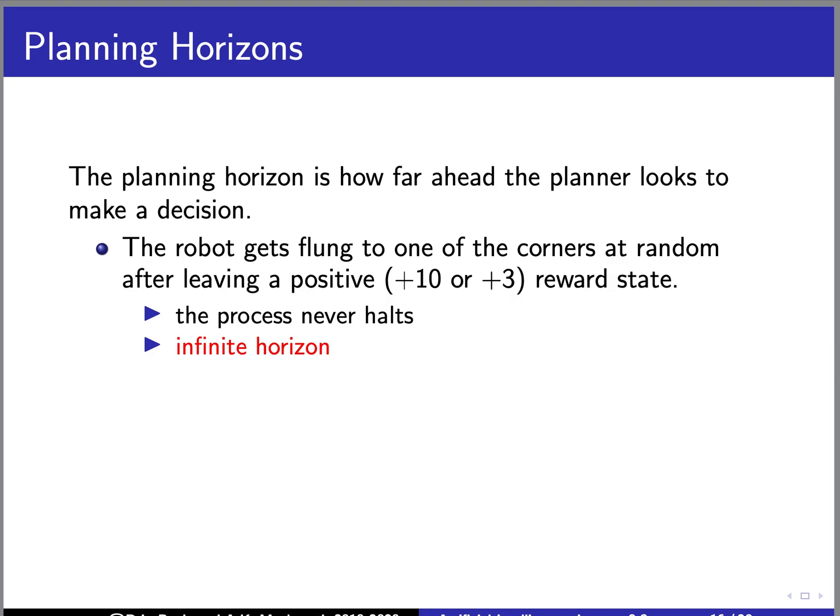And now we're going to look at planning horizons. The planning horizon is how far ahead the planner looks to make a decision. So in one variant of this, the robot gets flung to one of the corners after leaving these rewarding positions. So this never stops, and it's called infinite horizon. So we're planning to go on forever.